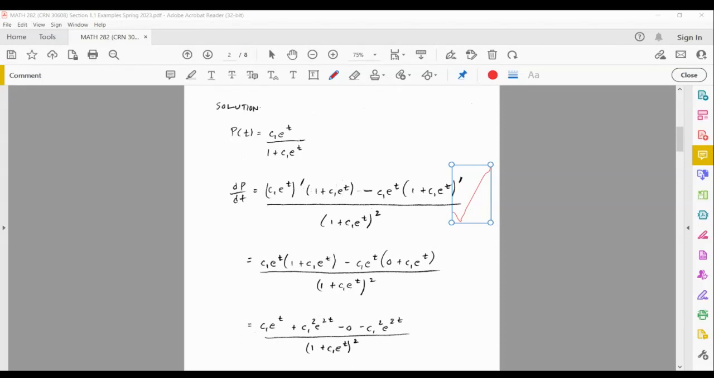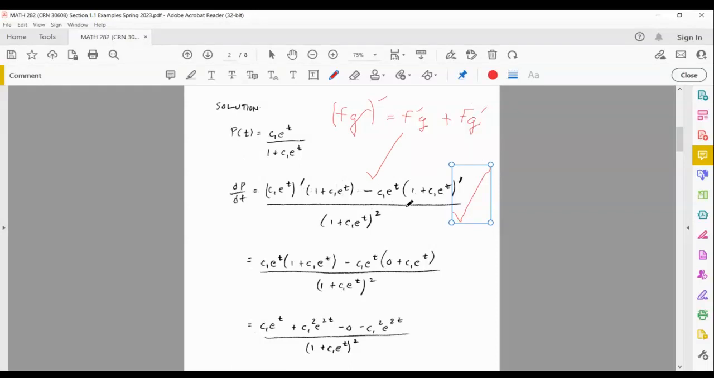So the quotient rule, let's see if I can write it here. The derivative of a product f times g is f prime times g plus f times g prime. And this is what I have below.